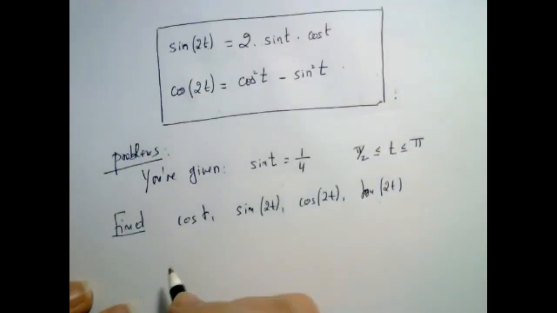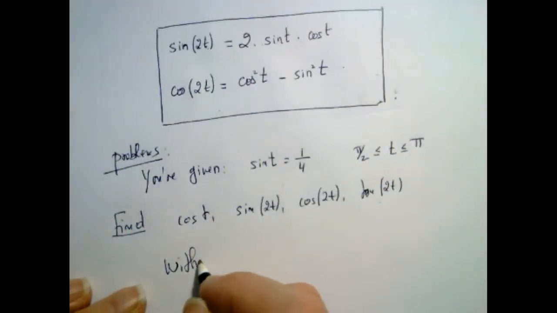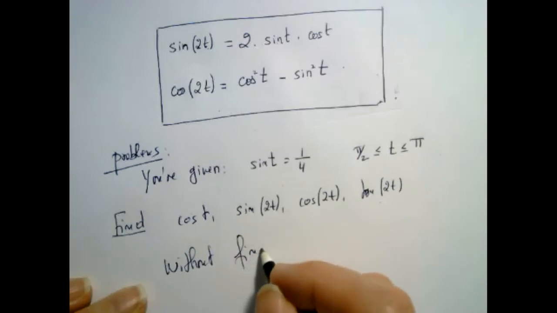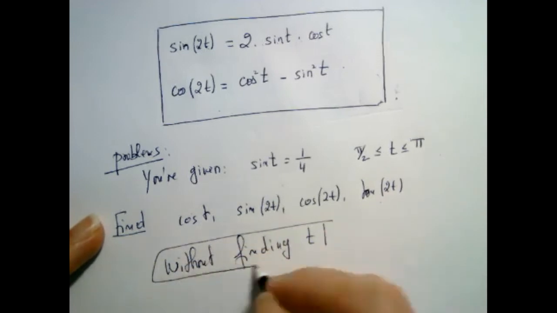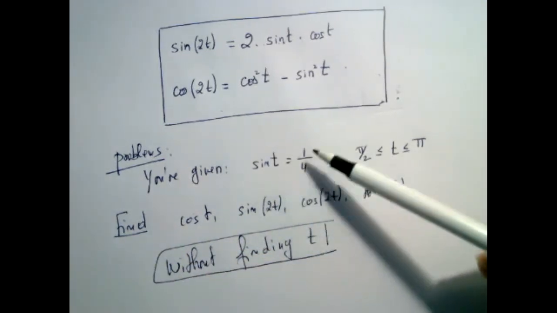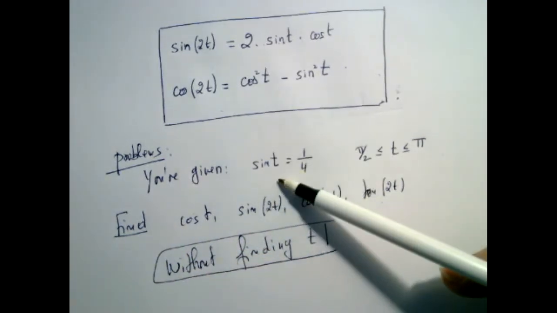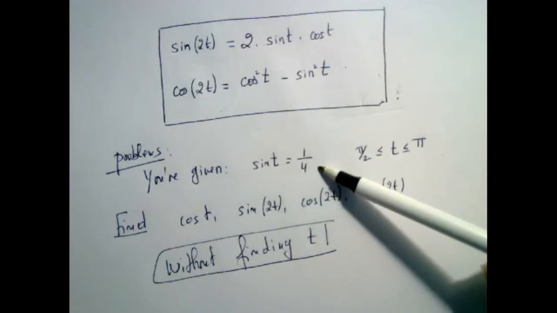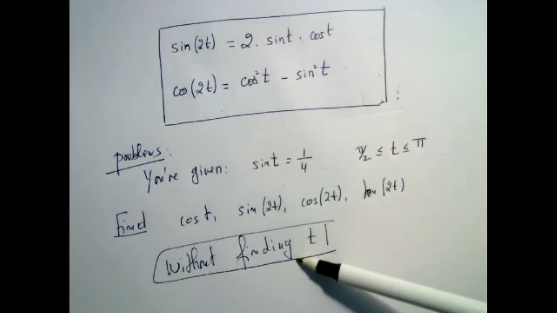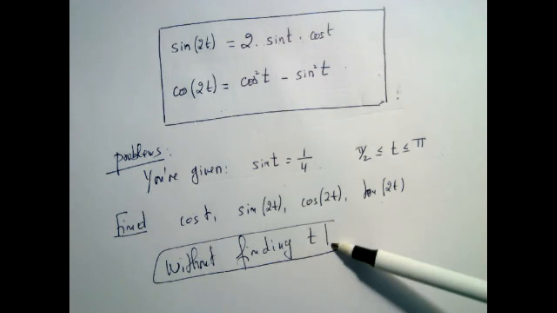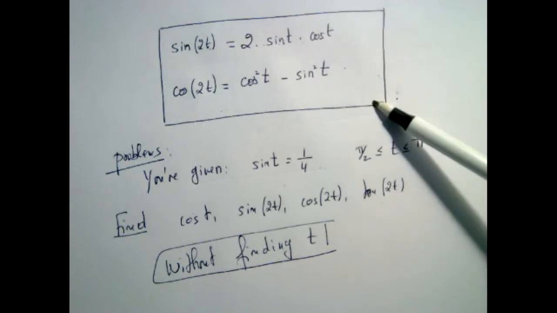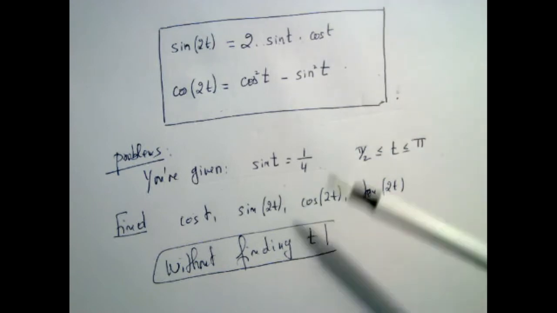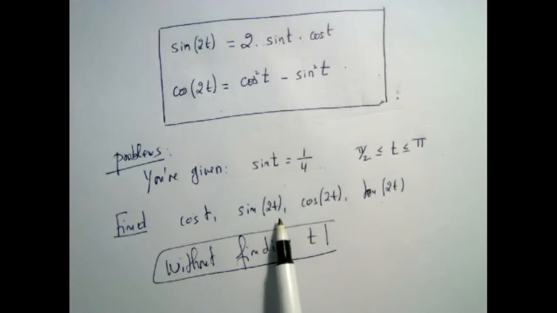And the idea here is without finding t. What do I mean by that? If I give you the sine to be 1/4, I know that t is arc sine of 1/4. The idea of this problem is that I want this to be done without finding the angle, by using the trig identities. That's really the goal of this problem. We're going to use all the trig identities to find the cosine, the sine of 2t, the cosine of 2t, and the tangent of 2t.